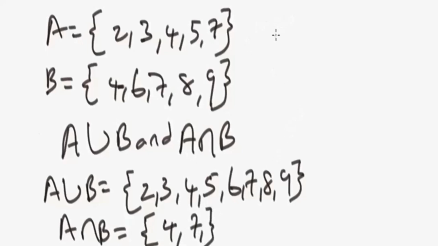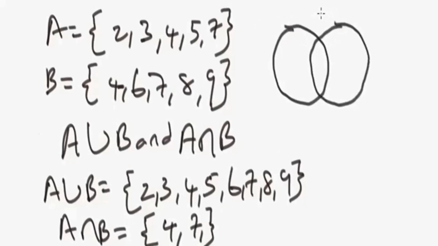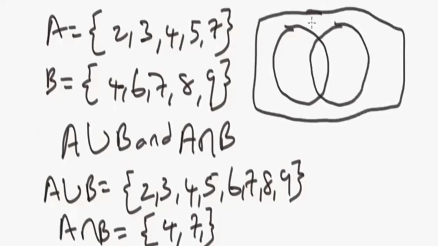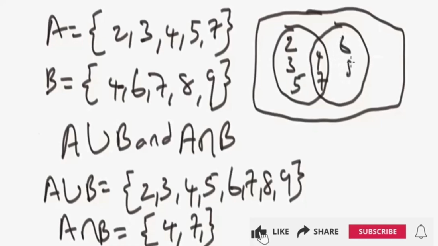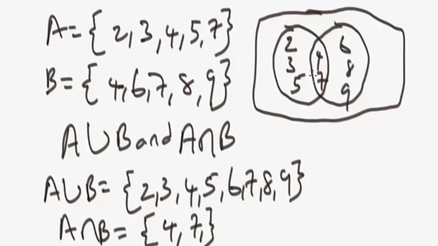To represent this in a Venn diagram, I'm going to have something like this. The middle values, the intersection, are 4 and 7. For set A, we have 2, 3, and 5. Whereas set B has 6, 7 is already here, 8, and 9. So this is how you can solve problems involving union and intersection of sets and represent them in a Venn diagram.